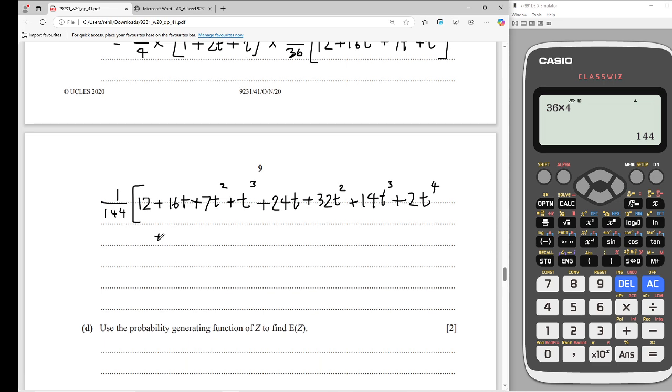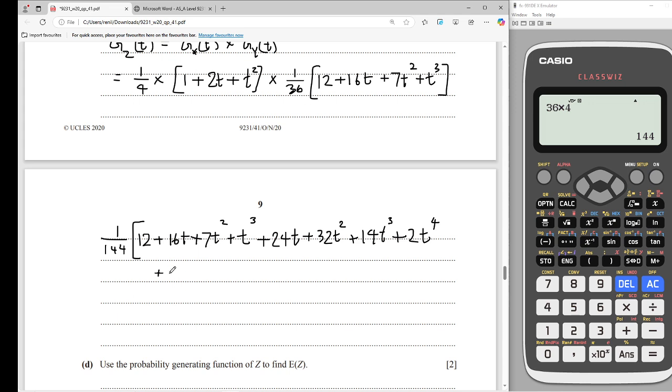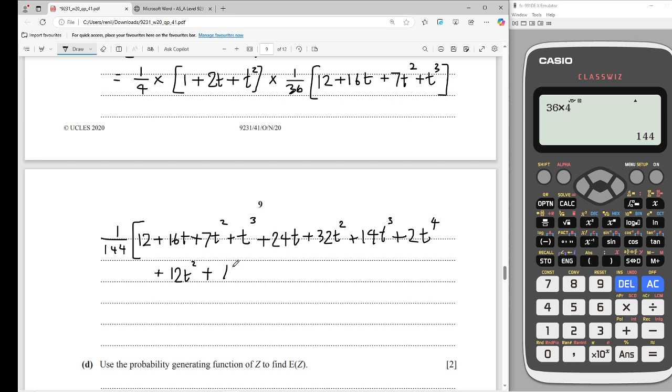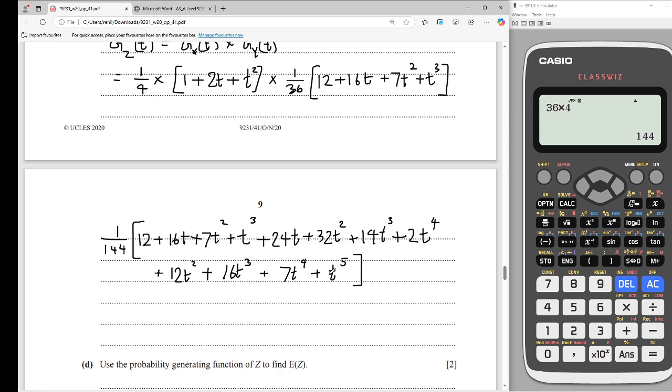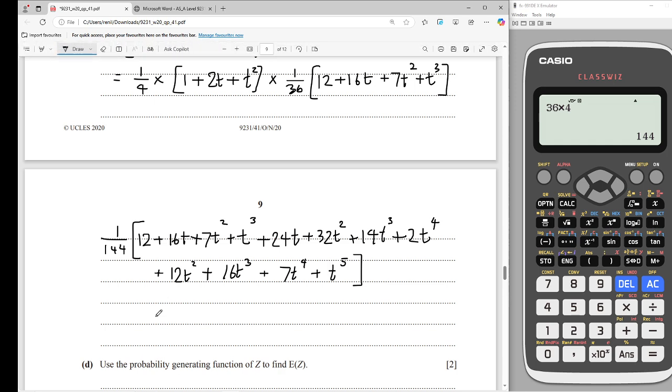Moving on, we have the FOIL method with the last one, t squared. So we get 12 times t squared equals 12t squared. Next, 16t times t squared is 16t cubed, plus 7t squared times t squared, which is 7t to the power 4. And lastly t to the power 5. And this is our entire value here. Now we just need to combine this.